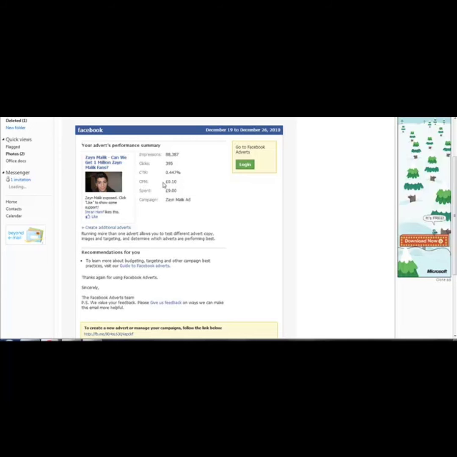CPM was 10, so that's 10 pence, and if you're from the USA, then this is going to be the equivalent of 10 cents. I know it should be 20 cents, but I'm talking from British pounds. Spent £9, so if you're in the US, you'd set a budget between $10 to $20. Okay, so again, this was the performance of my ad.